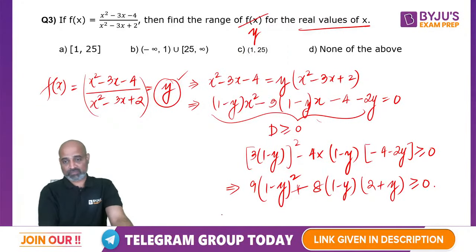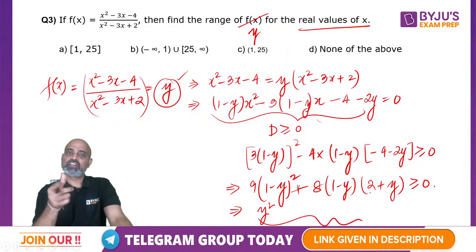But you know that in the next step, when I open the brackets and expand, I'll get y square. So I'll get a quadratic in y, so that will give you a range in y. Okay?